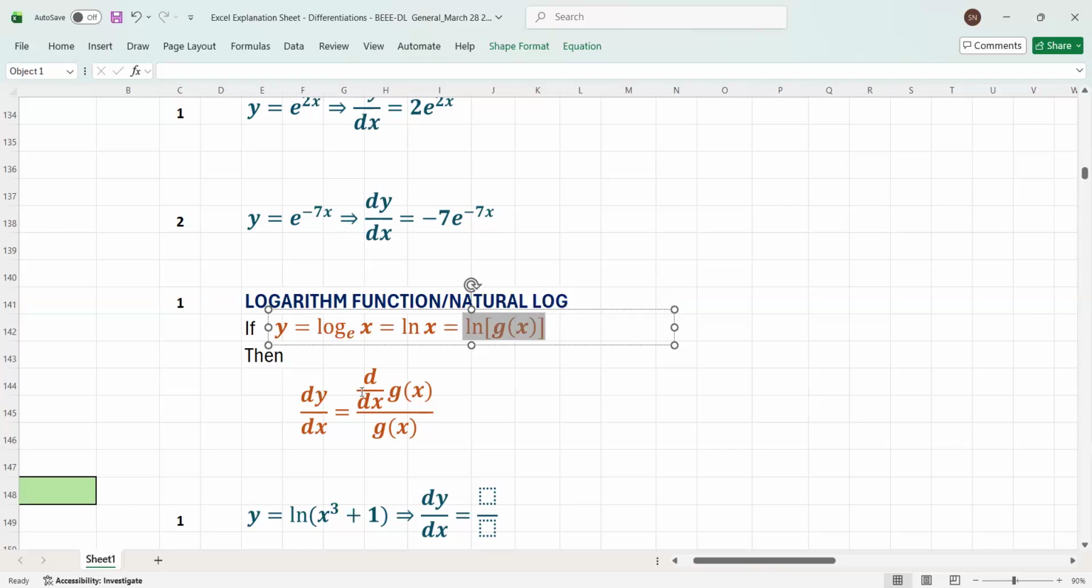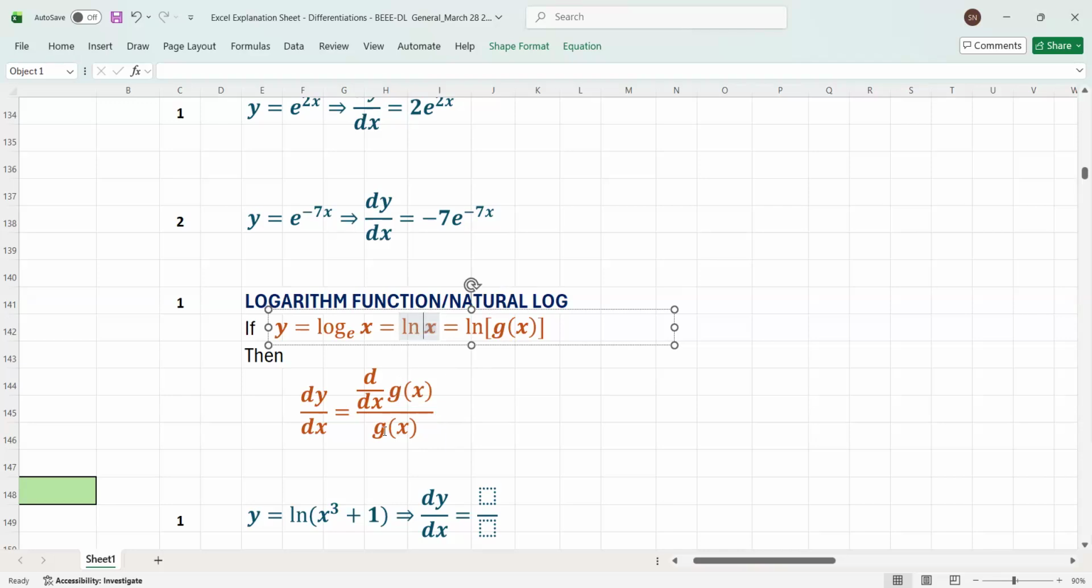You are going to get a fraction. Actually, when you differentiate ln x, you are going to get 1 over x, because when you differentiate this x, it's going to give you 1. So 1 over x, because x is my g of x. I hope you are following. If I differentiate natural log of x, if I differentiate x, I'm going to get 1. And then g of x is x. So my answer will be 1 over x.